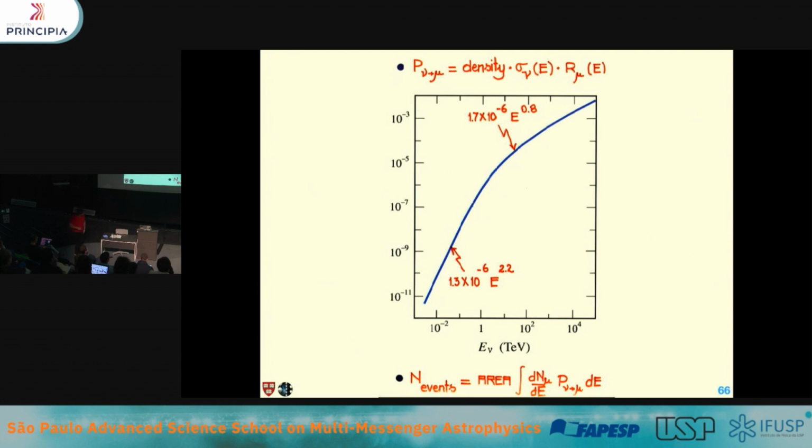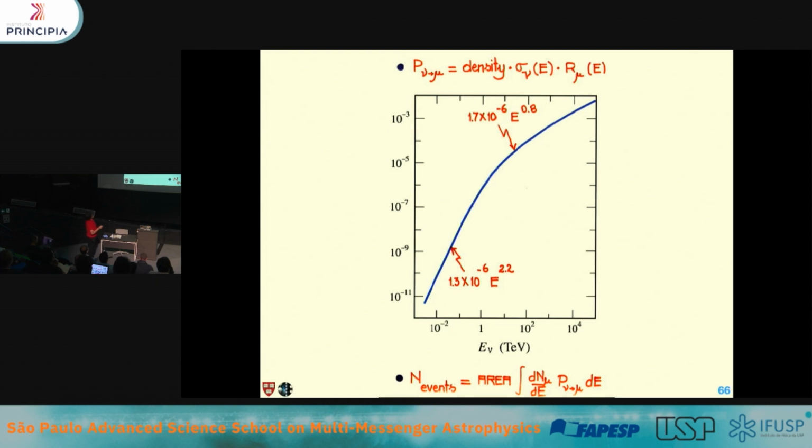So you end up with a plot like that, where you have here the energy of the neutrinos in TeV. First you have this linear behavior that scales like E to the 2.2. Why do you have this behavior? Because remember, at relatively low energies, the neutrino cross-section is proportional to the neutrino energy, so you get a factor of E, and the muon distance also grows with energy, so you get a double growth with energy.